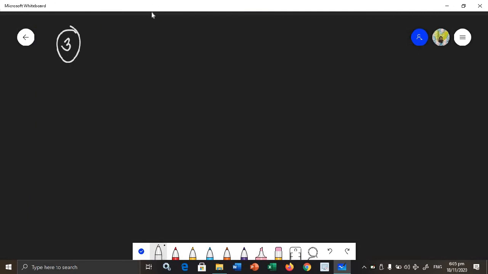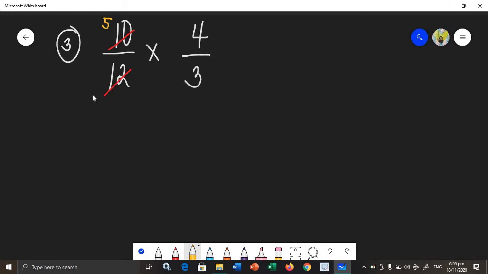Then let's have one more example. Let's say I have here 10 over 12 times 4 over 3. Here, I can cancel out 10 and 12. Basta, when you use the cancellation method, kailangan yung kina-cancel mo is 1 from the numerator and 1 from the denominator. Then, ang common factor nila is 2. 10 divided by 2 is 5. 12 divided by 2 is 6.